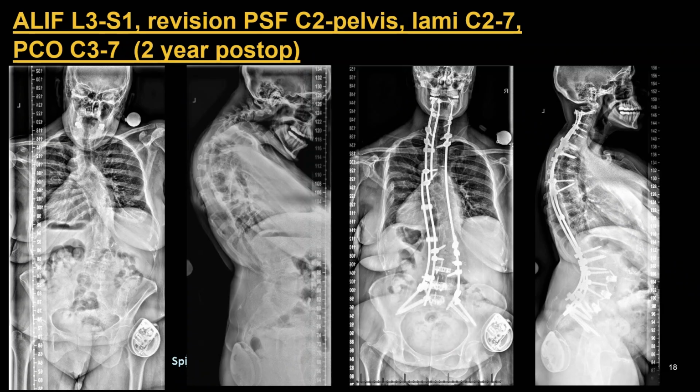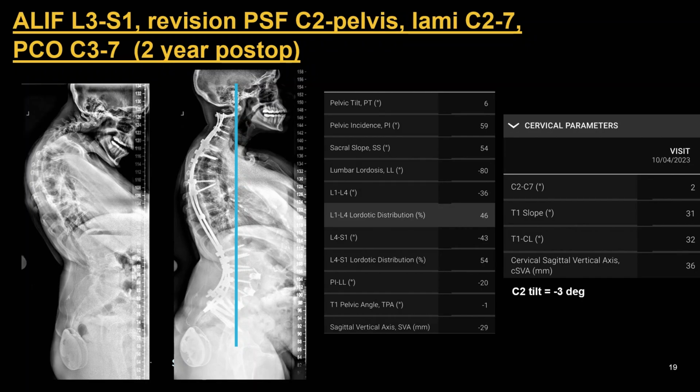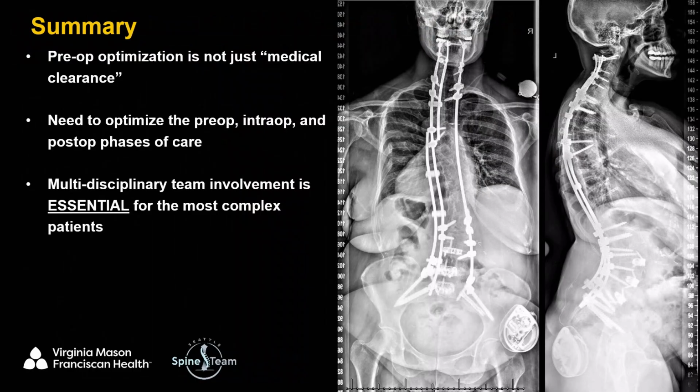So this patient ultimately underwent this operation and had an anterior and posterior reconstruction from C2 to the pelvis. She's now 2 years post-op and actually back to work for the first time in 10 years after her operation. You can see her alignment parameters are ideal and match our preoperative plan. And so it's important to remember that preoperative optimization is not just medical clearance, right? It's needing to optimize all of the preoperative, intraoperative, and postoperative phases of care.